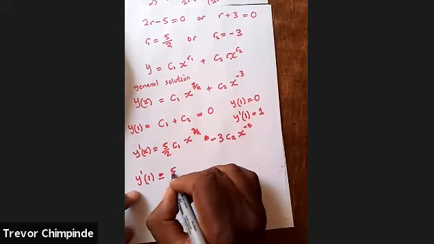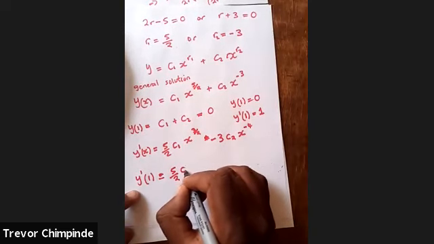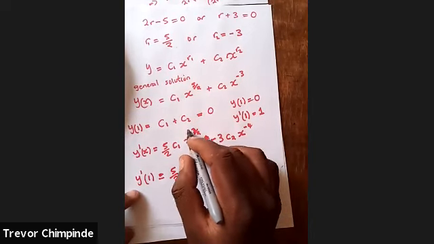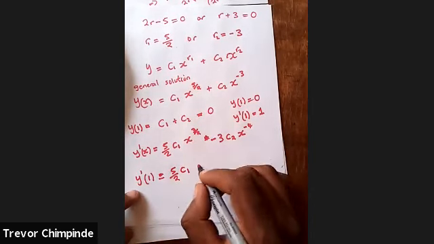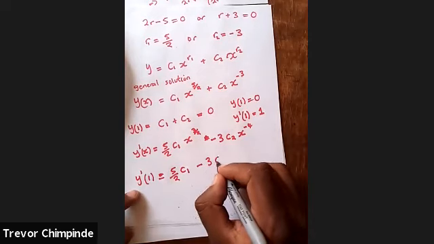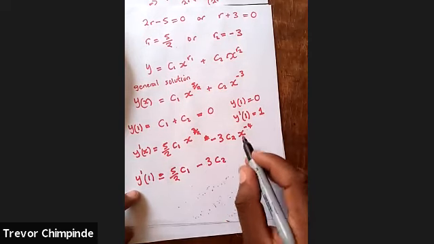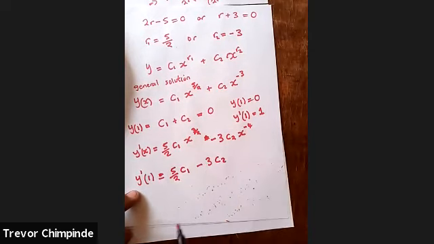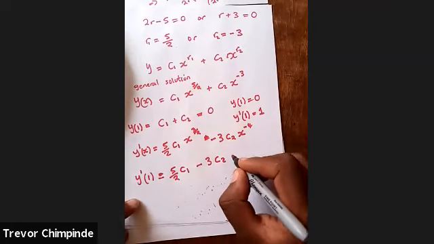So this will be 5 over 2 C1. 1 to the power 3 over 2 is 1, minus 3 C2, 1 to the power negative 4 is 1. And this should equal 1.